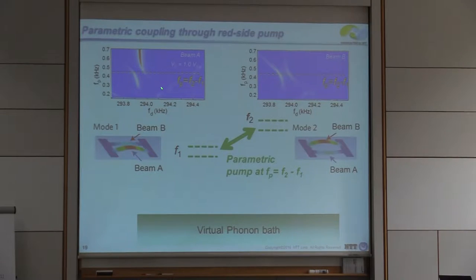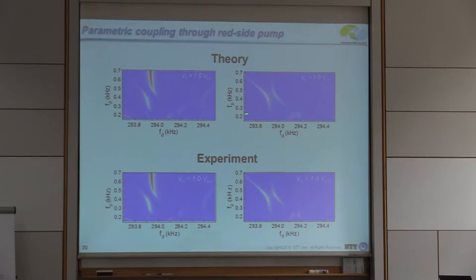So you see the avoided crossing, as we expected, as in the case of same frequency resonators. And you can clearly confirm that you can realize this strong coupling regime by increasing this parametric pump amplitude. This is a comparison of the theory and the experiment. I won't go into the detail, but you cannot distinguish these two plots. So we show perfect agreement.